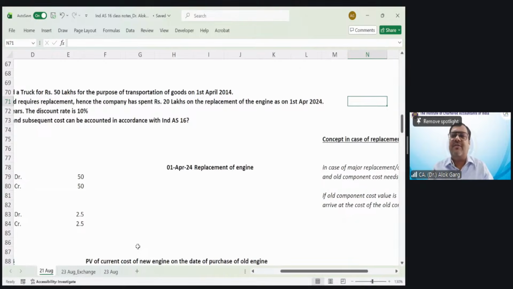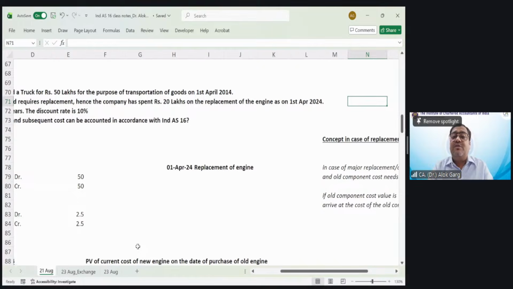Sir, we have capitalized the truck as a full truck for 50 lakh rupees. We did truck PPE account debit to bank 50 lakh rupees, and depreciation of 2.5 lakh debit to accumulated depreciation every year. Okay. Now 10 years have gone. The truck met with an accident and this engine requires a replacement. If this engine is not replaced, the truck will not be able to run for the next 10 years. If this engine is replaced, the company will be able to use the truck for the next 10 years for the purpose of transportation. So future economic benefit is probable, cost is known, 20 lakhs.